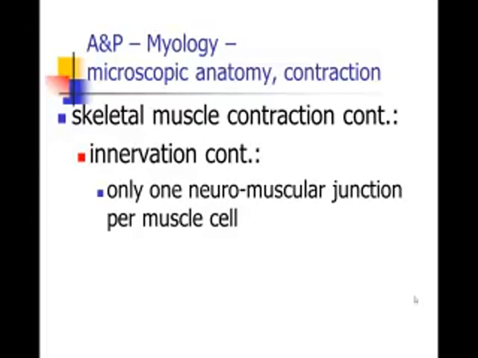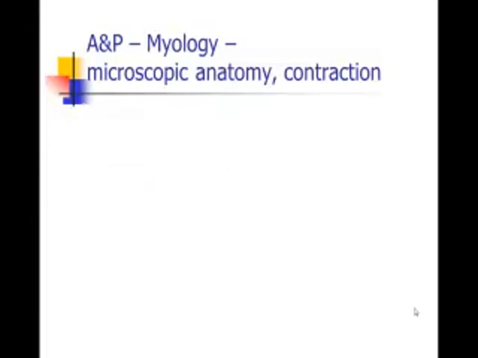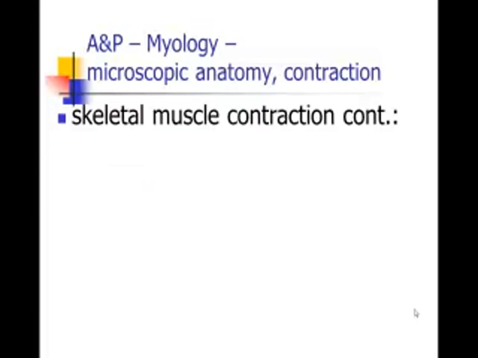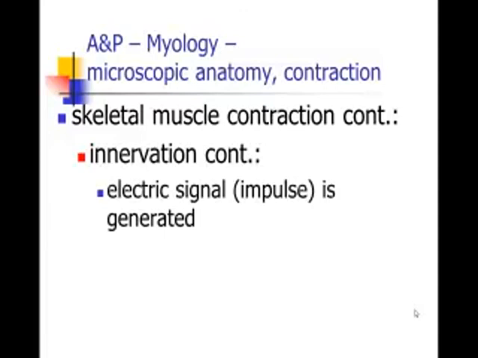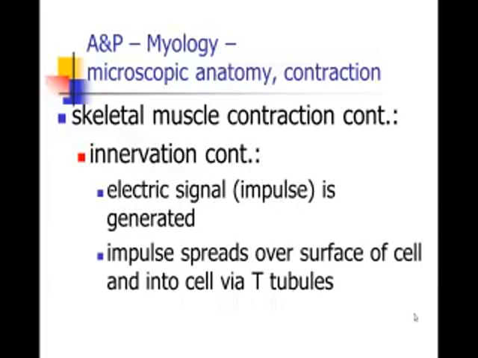Only one neuromuscular junction per cell, and that's going to be in the middle of the cell. We talked about that. And remember, repetition is your friend, so when I repeat things, it probably seems kind of boring, but it should help you remember these things. When the acetylcholine stimulates that muscle cell, there's going to be an impulse that travels over the muscle cell, and it's going to spread on the surface of the cell, but then it spreads into the middle by way of those T tubules. We talked about that.